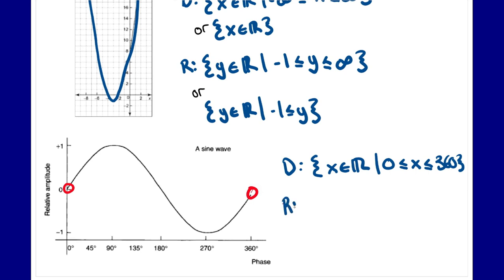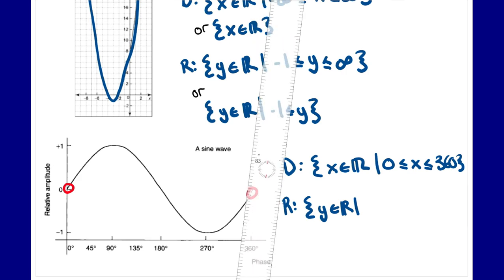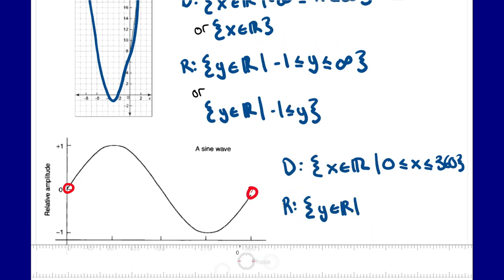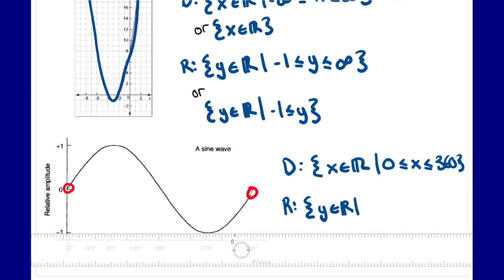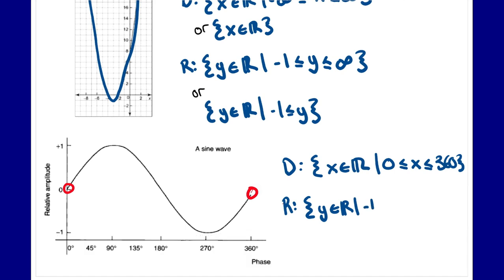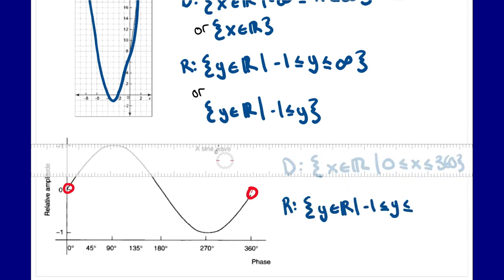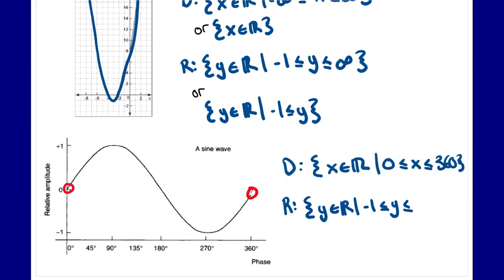Our range is going to be similar. Y is any real number, given that, and we're going to come up from the bottom for our lowest part. The lowest possible value for y, we come up, we see it's at -1. So y is greater than or equal to -1, but less than or equal to. And then the upper limit, if we come down from the top, is +1.